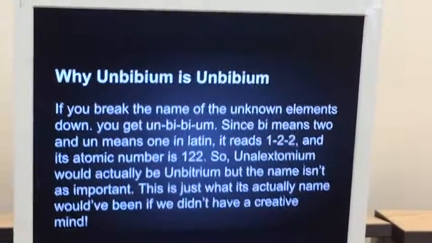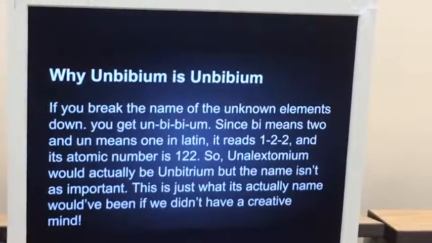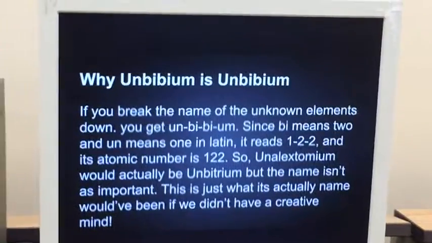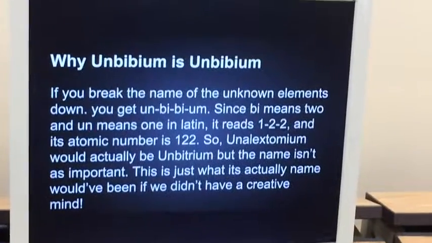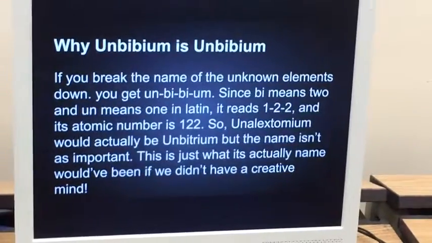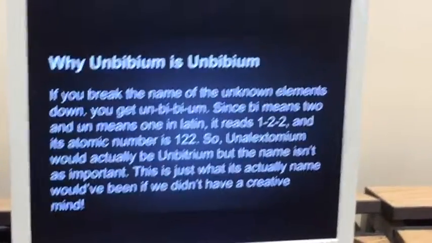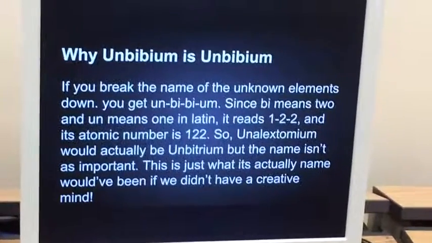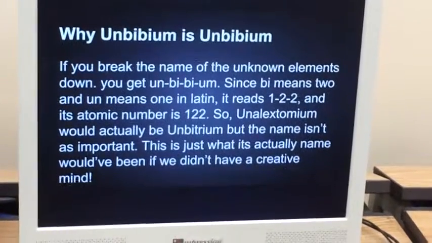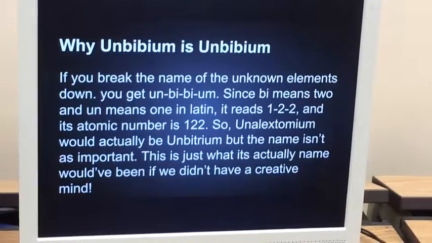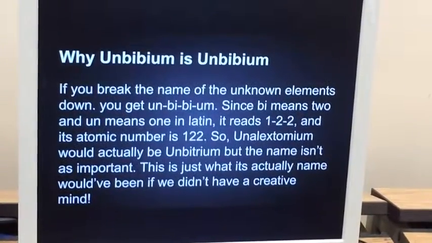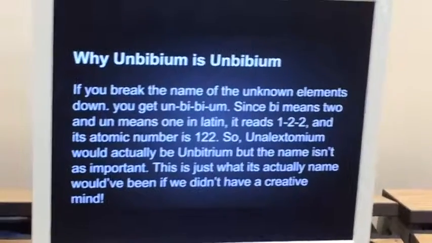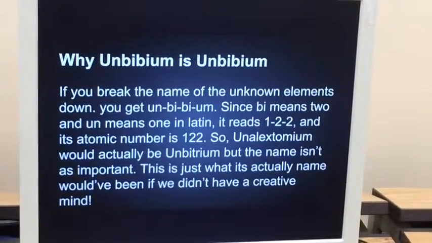If you break the name of the unknown elements down, such as unbibium, you get un-bi-bi-um. Since bi means two and un means one in Latin, it reads 122, and its atomic number is 122. So naturally, unalexithymnium would be unbitrium, but the name isn't as important. This is just what our actual name would have been if we didn't have creative minds.